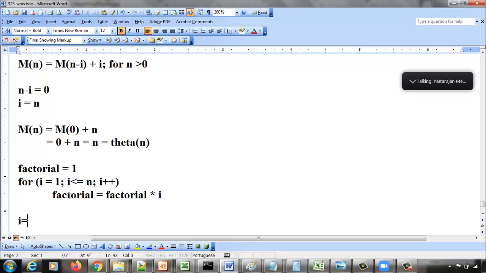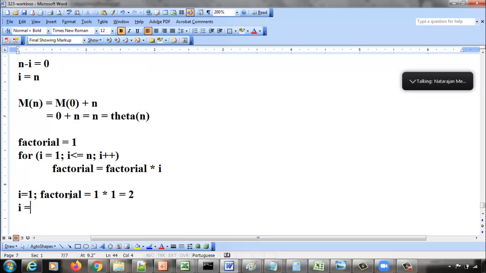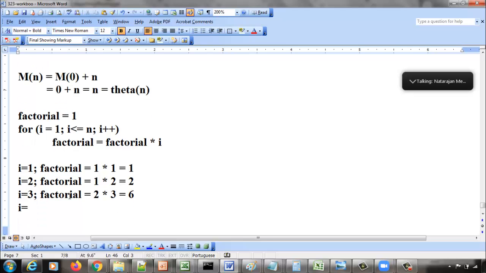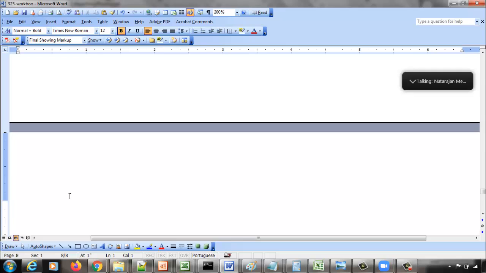So for i equals 1, factorial will be 1 times 1, which is 1, for i equals 2 it is 1 times 2, which is 2, then i equals 3, factorial is 2 times 3, which is 6, i equals 4, factorial is 6 times 4, which is 24, and so on. Then i equals 5, factorial is going to be 120.